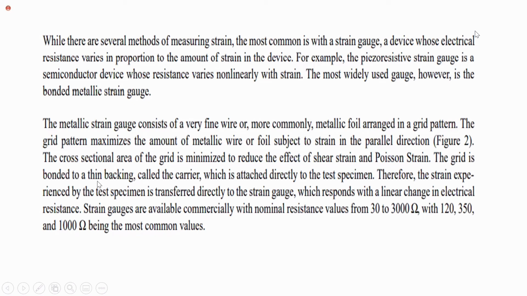The grid is bonded to a thin backing called the carrier, which is attached directly to the test specimen. Therefore, the strain experienced by the test specimen is transferred directly to the strain gauge, which responds with a linear change in electrical resistance. Strain gauges are available commercially with nominal resistance values of 30 to 3000 ohms, with 120, 350 and 1000 ohms being the most common values.